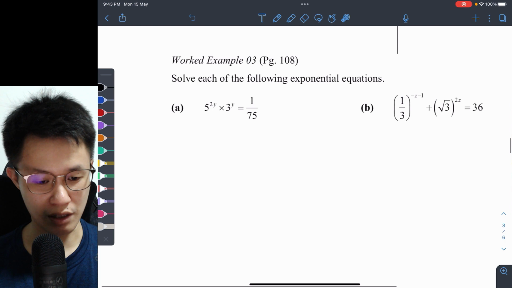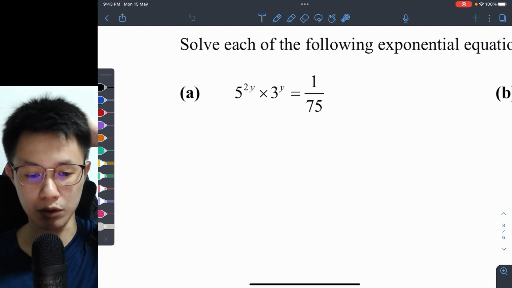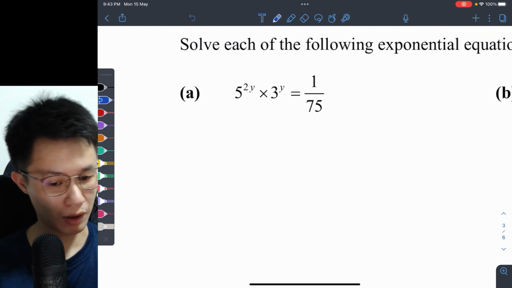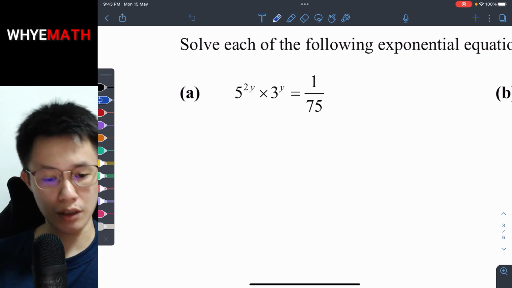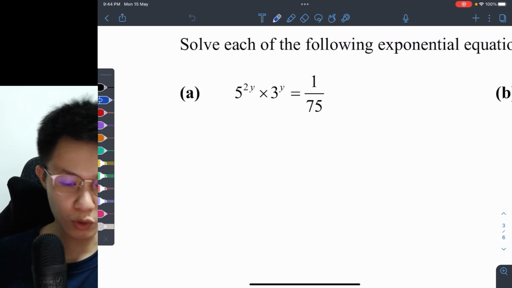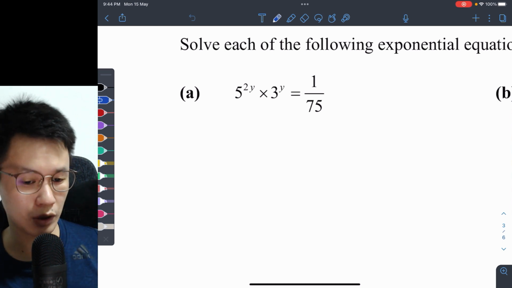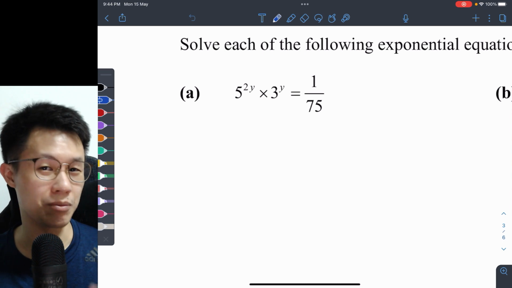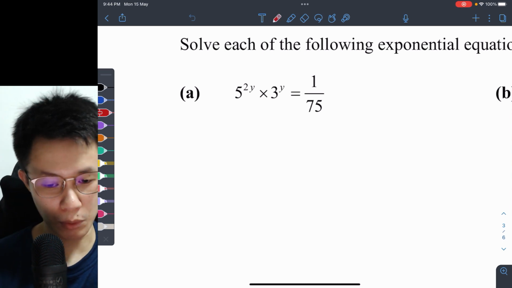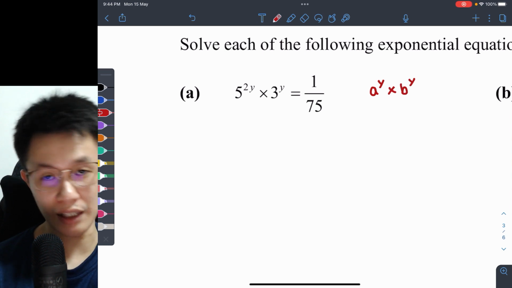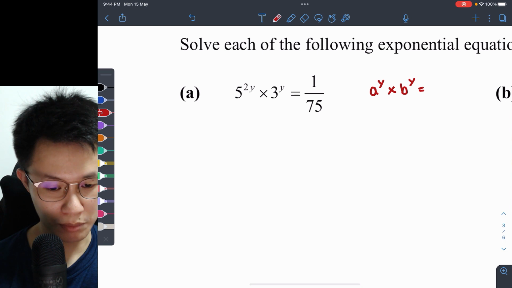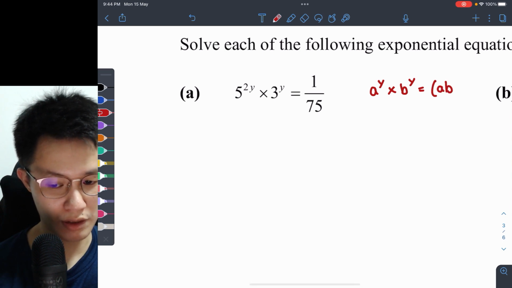So we look at worked example 3 part A, where we have 5 to the power 2y times 3 to the power y equals 1 over 75. At this stage, you might be a bit worried about what you're going to do, but the first step is, if you cannot make the base the same, you can make the powers the same, because you have a very nice indices law. So you need to apply the indices law where you have something like that.